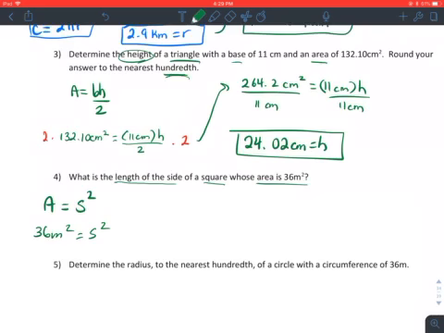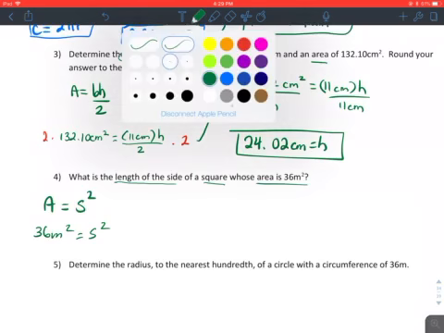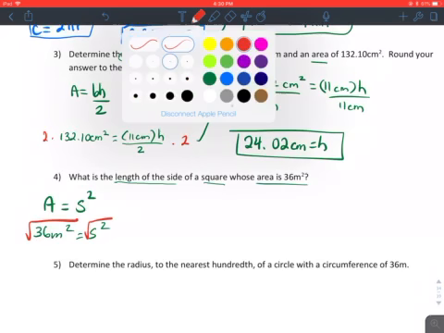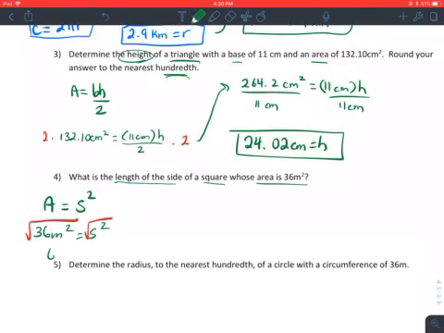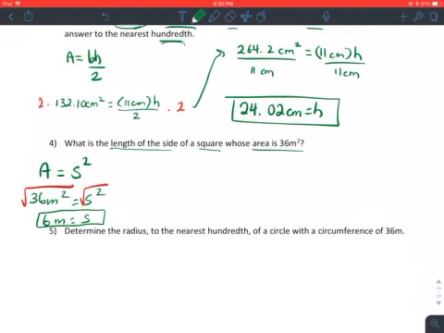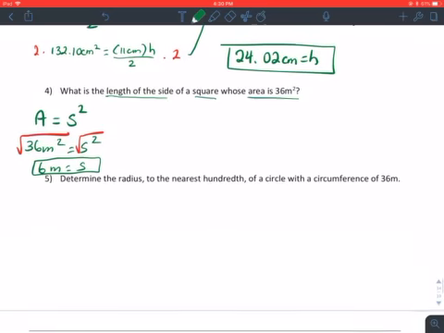Now again, for the same reason as above, we cannot just simply divide by 2. This is an exponent. I'm squaring something, so we need to do the opposite, which is square root. Always, always, always. Okay, when we do that, 6 meters is going to be our side length. Okay, sometimes they are quite short. Other times it will take a little bit of thinking to see how we can come up with that final answer. And I think number 5 is the last one.